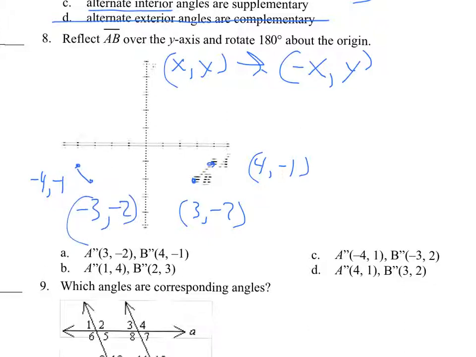So that's first our reflection over the x-axis. Now we have to rotate it 180 degrees. And that's a different change. In order to do that, what do we do with the x and y? Here, I'll use a different color. We're looking at the rotation now.